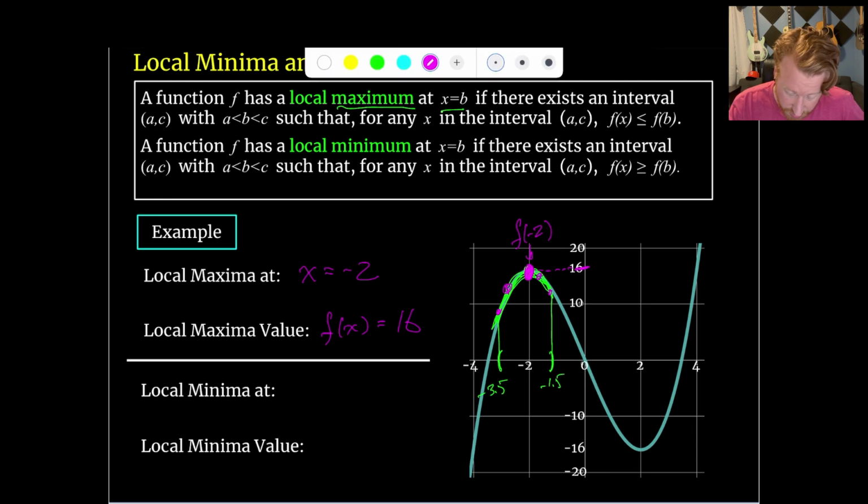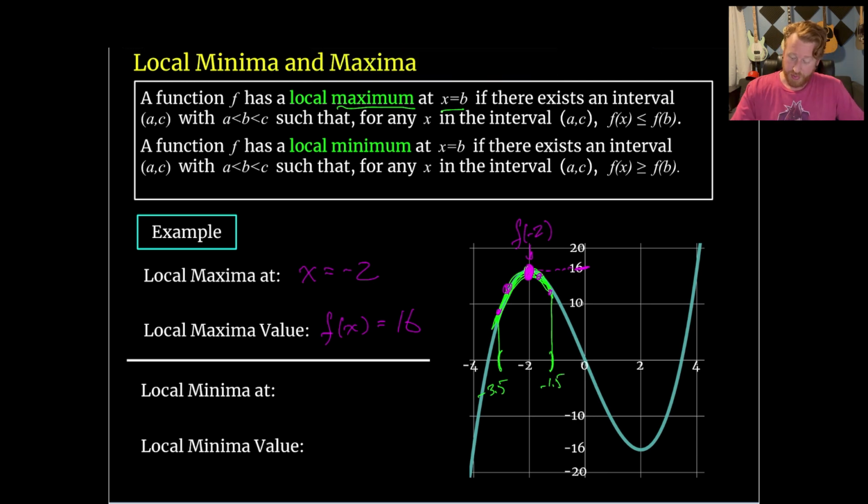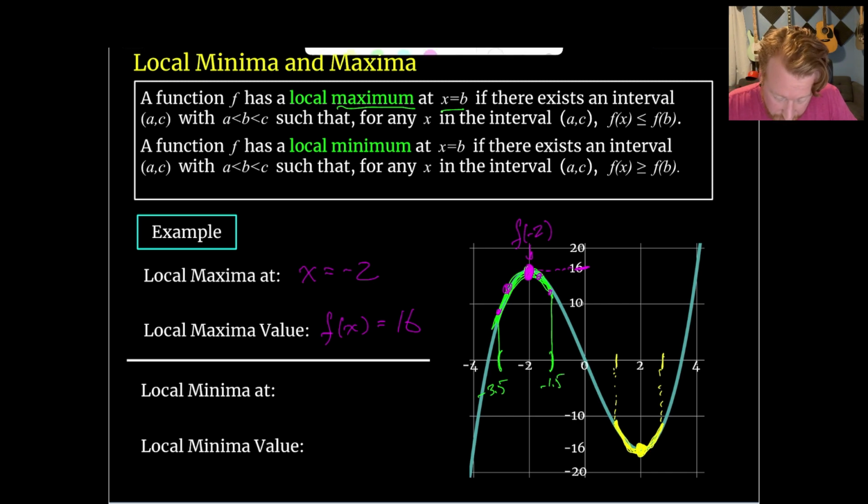So similar story for local minima. Maybe I'll just change colors here for fun. But now I could still create an open interval around this spot where I'm claiming there might be a local minimum. So again, if I map these down to my graph here, we're looking at this area right here. And we notice that if we pick any other value in here, oh, that's not very visible. Let me go back to this one.